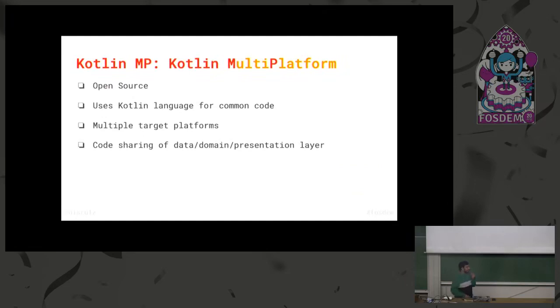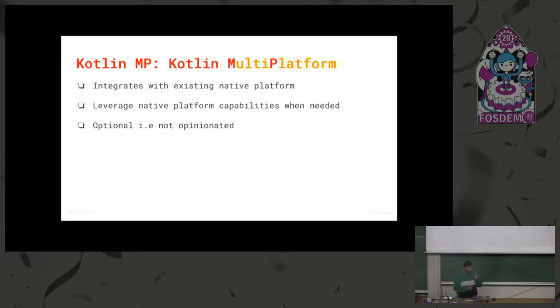In general, Kotlin multi-platform is like an open source tool, or I should say plugin, that's available. It uses Kotlin as your common code here. Also, it's targeting multiple platforms. The code sharing is specifically happening for the data, domain, and presentation layers. The different thing about it is that it integrates with the existing native platforms.